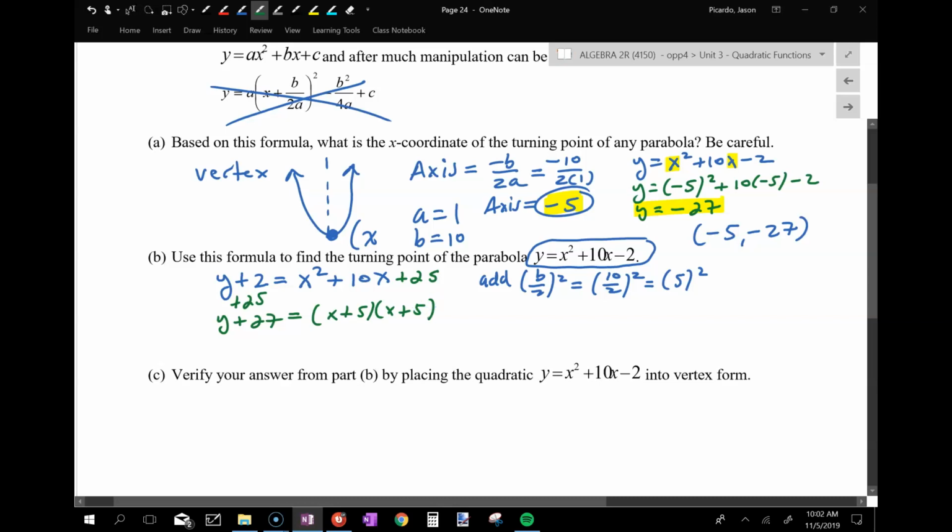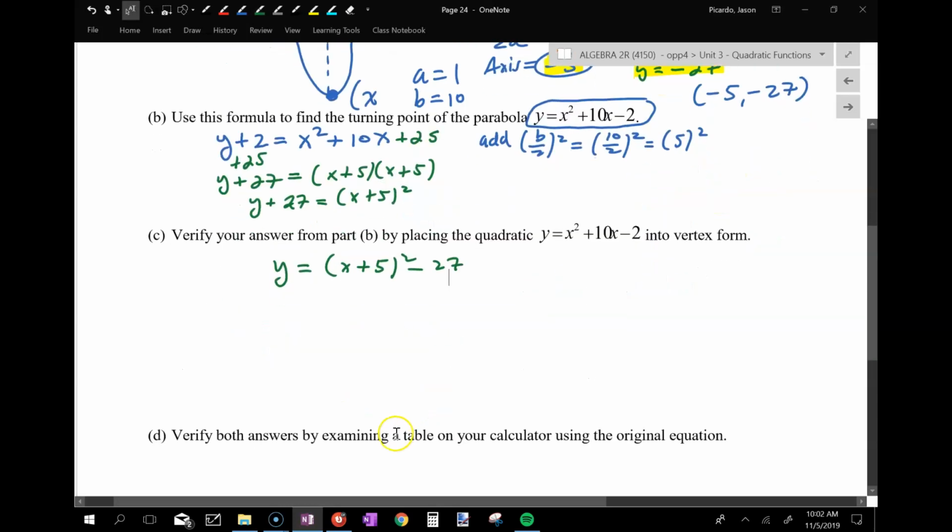What's another way to write that? (x plus 5) squared. So I have y plus 27 equals (x plus 5) squared. And then my last step is to take this 27 and move it to the other side. So I have y equals (x plus 5) squared minus 27, which is a parabola that's been shifted to the left 5 and down 27, which gives me (-5, -27).